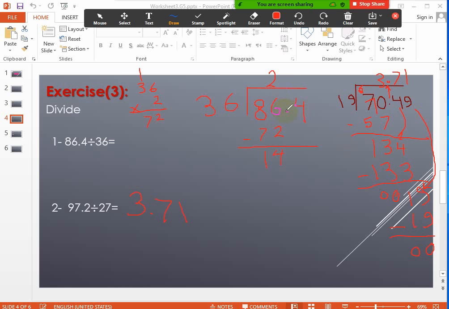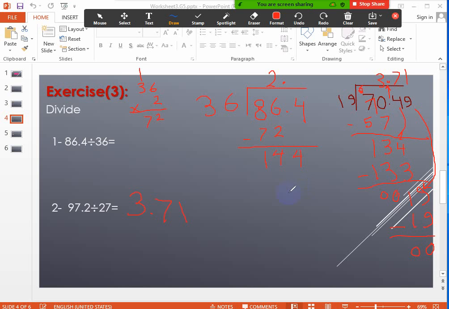Now I will take the decimal point up and I will take the 4 down. So the number will be 144. Now I will choose Ariyaf. 144 divided by 36. Ariyaf, could you please tell me which number, if I multiply it by 6, the ones will be 4.